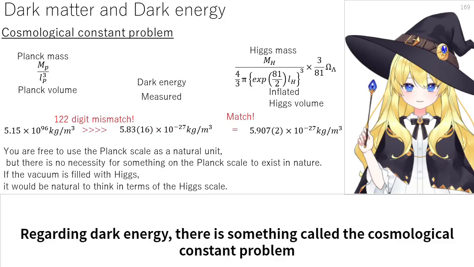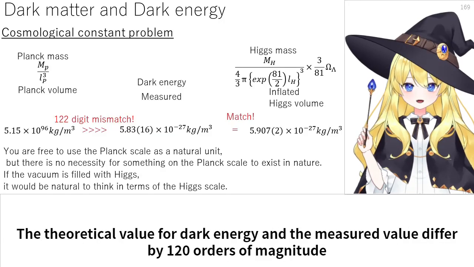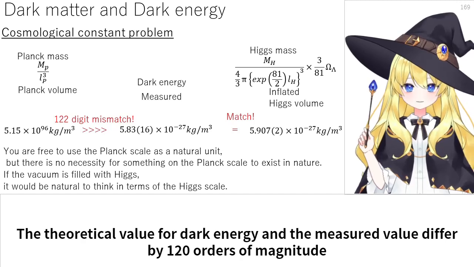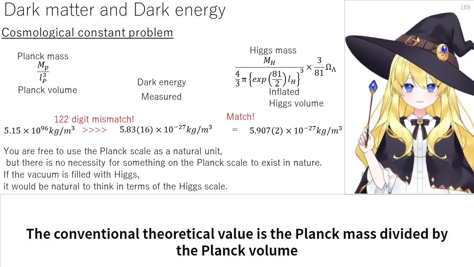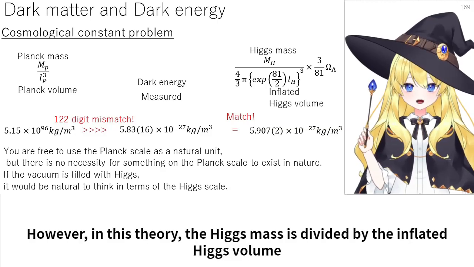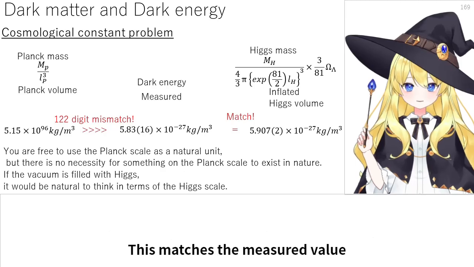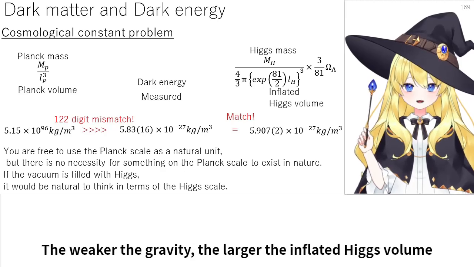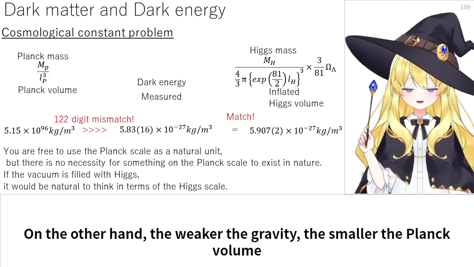Regarding dark energy, there is something called the cosmological constant problem. The theoretical value for dark energy and the measured value differ by 120 orders of magnitude. The conventional theoretical value is the Planck mass divided by the Planck volume. However, in this theory, the Higgs mass is divided by the inflated Higgs volume. This matches the measured value. The weaker the gravity, the larger the inflated Higgs volume. On the other hand, the weaker the gravity, the smaller the Planck volume.